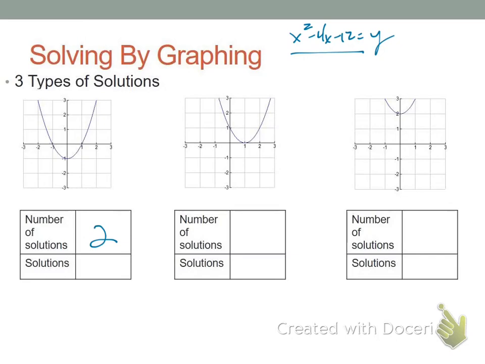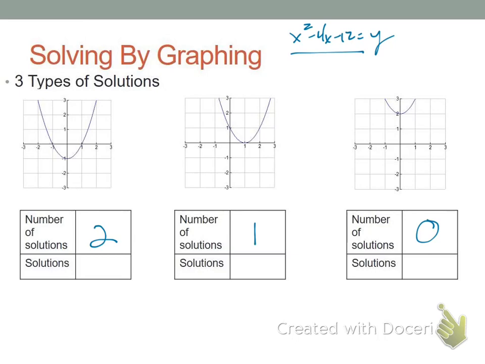Or the parabola might start on the x-axis and then either open up or open down. And if that's the case, it's only going to hit the x-axis in one spot, and so the number of solutions is just going to be 1. Or the parabola might start above the x-axis and open up, or start below the x-axis and open down, to where the number of solutions is going to be 0.